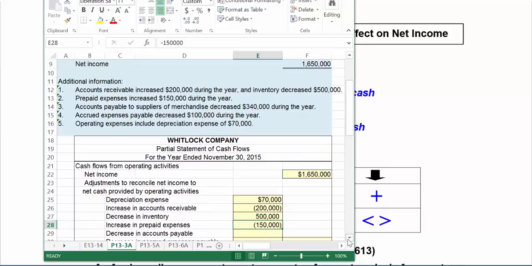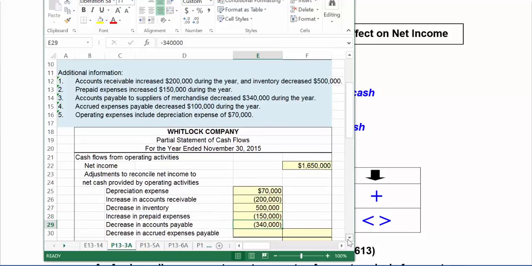Accounts payable for the year decreased by 340,000. The only way to make accounts payable decrease is to pay off more than what you're purchasing. Let's say that all of your accounts payable were for expenses, then you paid more than your expenses were. That means that your cash dropped by even more than the amount the expenses show on the income statement. Therefore, we've got to subtract them out.